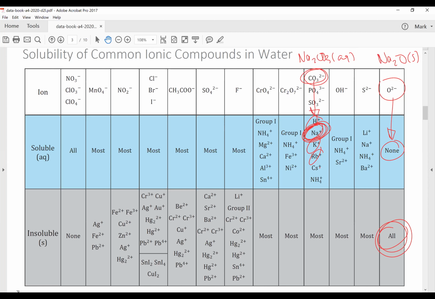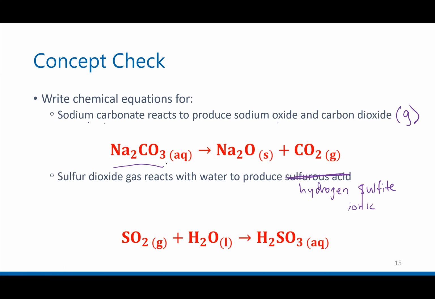And then, sorry, let me go back to my notes here. We write the ionic formula, aqueous, arrow. So sodium carbonate reacts to produce sodium oxide and carbon dioxide gas. There we go. All right, let's see the other one.